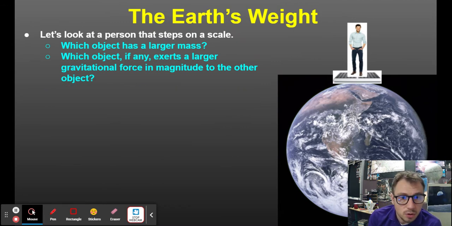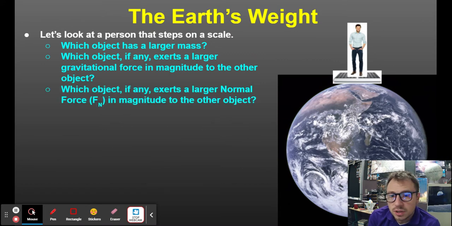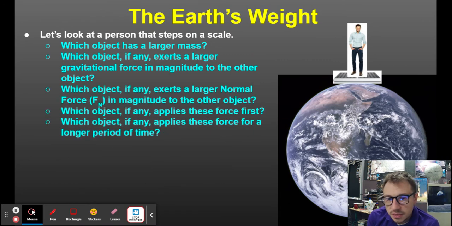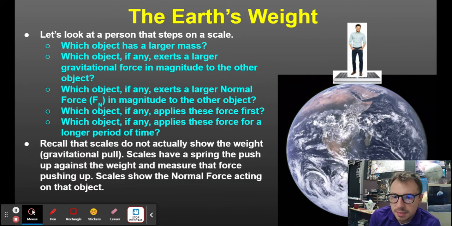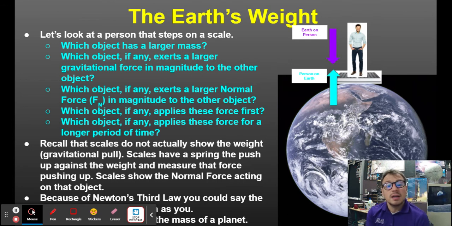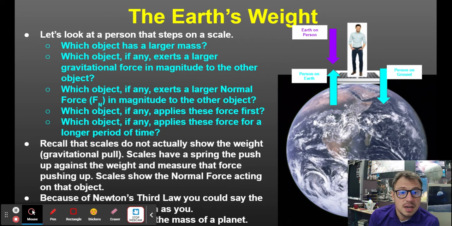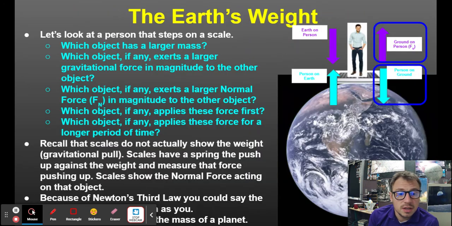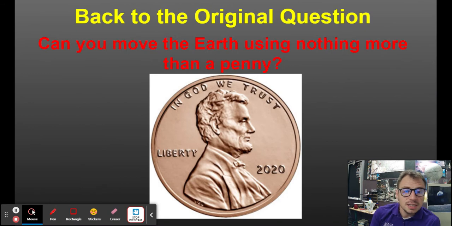Well, the earth is pulling on this person. The person is going to pull right back on the earth with the same force. So they both apply these forces at the same time, simultaneously, for the same amount of time. What I want you to see is that the earth is pulling on the person, and the person is pulling right back on the earth. But the effect of gravity is much larger on the person because they have such a smaller mass. So let's answer this question, it might help clear some things up. Can you move the earth by using nothing more than a penny?